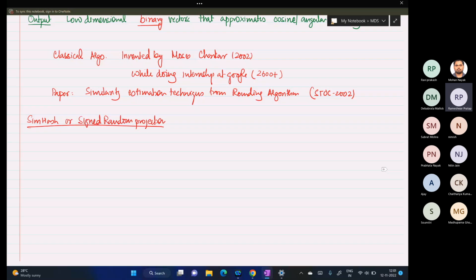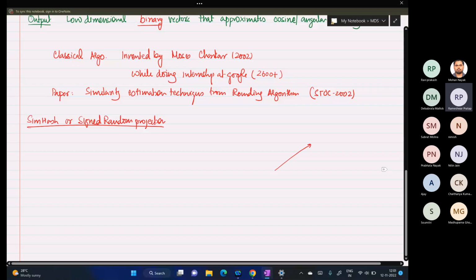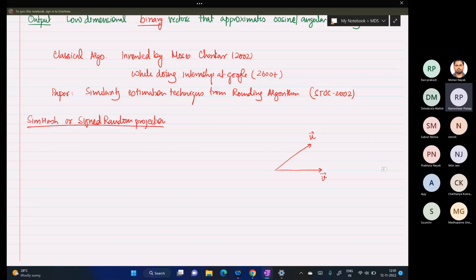Have you heard about this algorithm before, signed random projection or SimHash? No, sir. Okay, so the idea is very simple. Basically, suppose we have two vectors, say u and v. Their angle is theta.